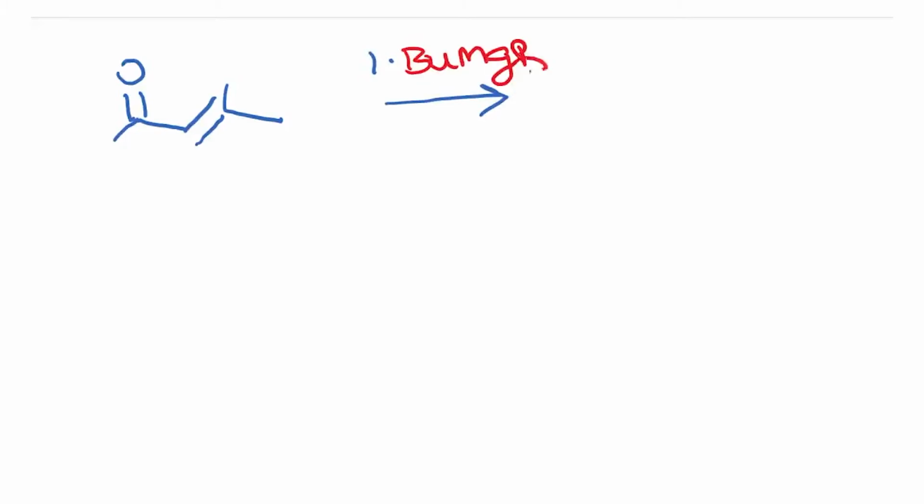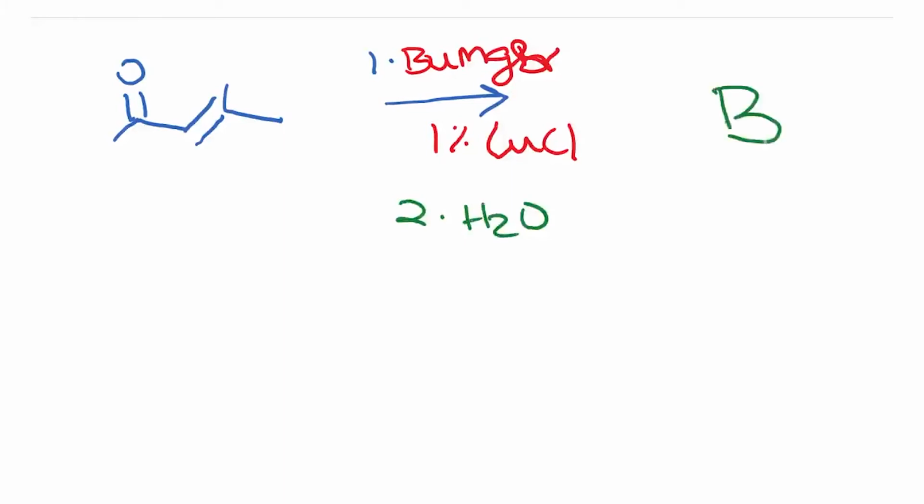Now we are going to change the conditions a little bit. Just like we increased the temperature in the case of the sodium cyanide reaction, what we will do is add butyl magnesium bromide, but the difference here is we will add 1% of copper chloride. Okay, and the second condition remains the same, which is basically work up with water. And now I get this product B.